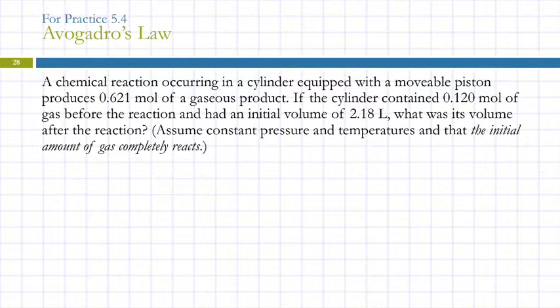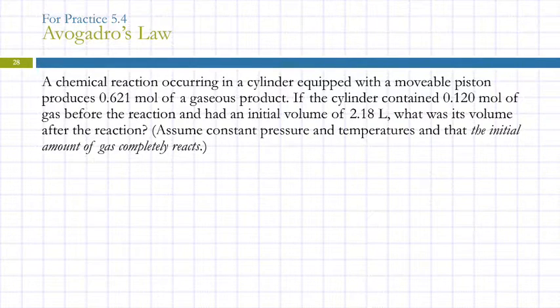Okay, let's do an example of this. A chemical reaction occurring in a cylinder equipped with a movable piston produces 0.621 moles of a gaseous product. If the cylinder contained 0.120 moles of gas before the reaction and had an initial volume of 2.18 liters, what was its volume after the reaction? Assume constant pressure and temperature and that the initial amount of gas completely reacts. I don't particularly like this problem, but it's in the book, and I've decided to do those problems, so we're going to do it anyway.